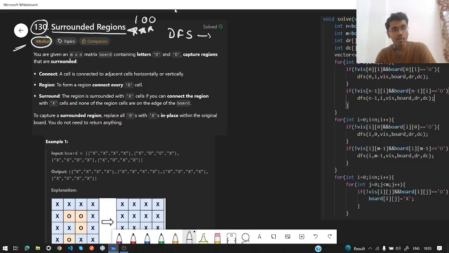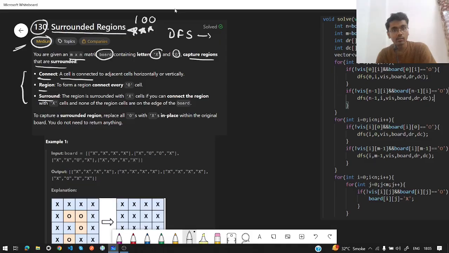You are given an m cross n matrix board containing letters X and O, and you need to capture regions that are surrounded. Then they have given these 3 bullet points which define connect, region and surround. We will understand this question in easy terms, but for the sake of understanding, just read it first.